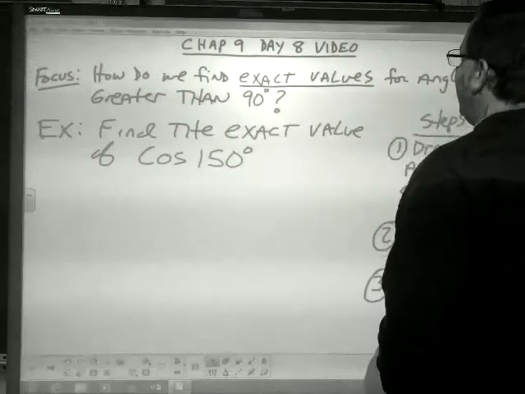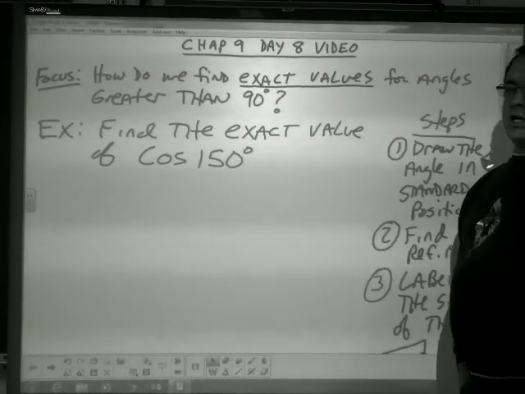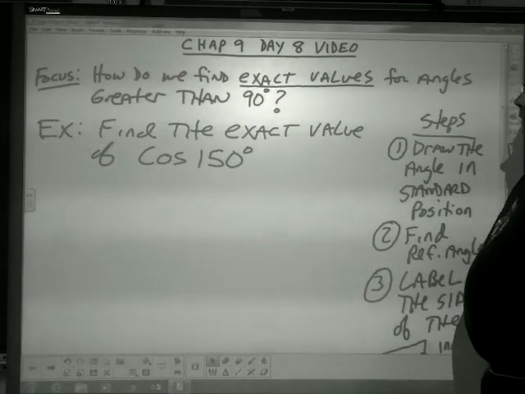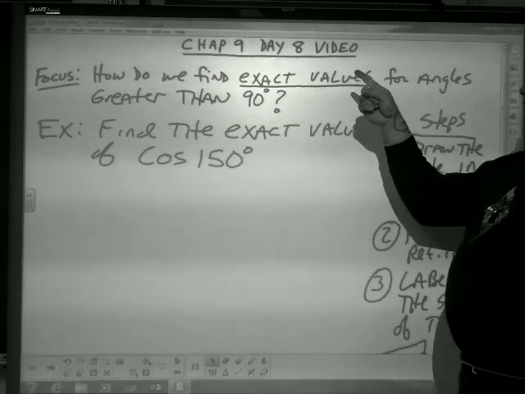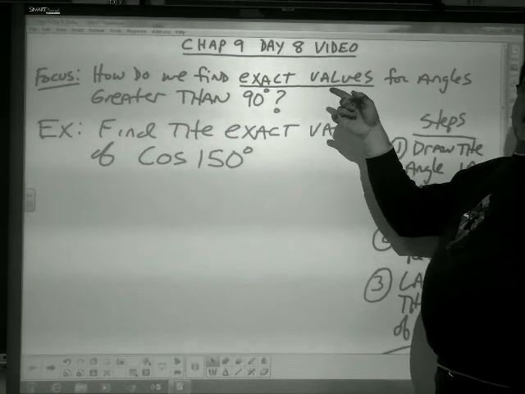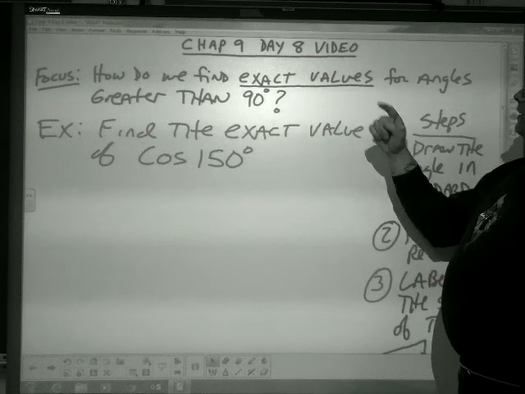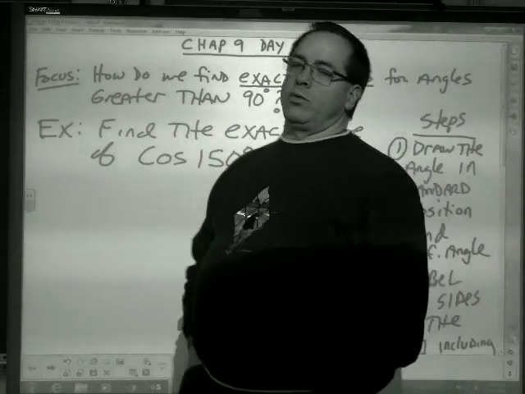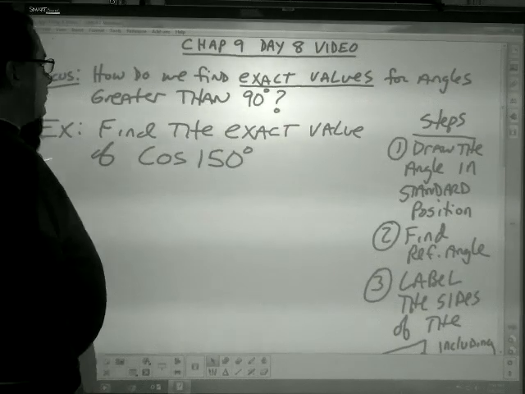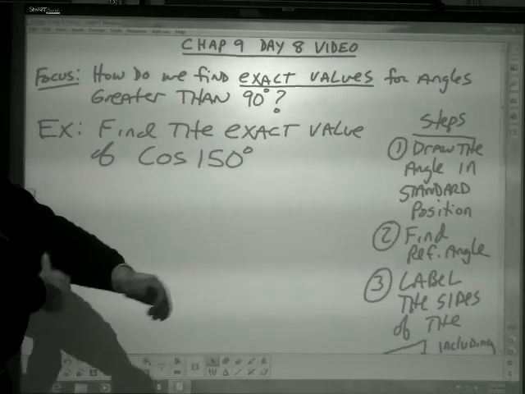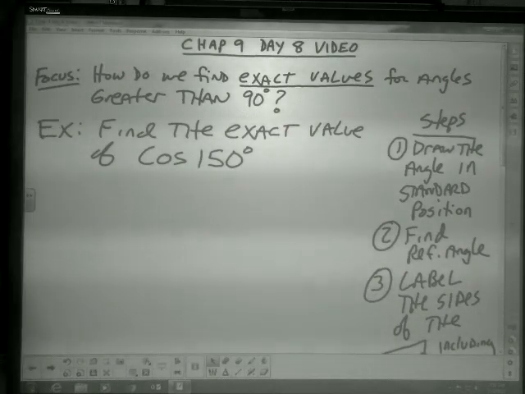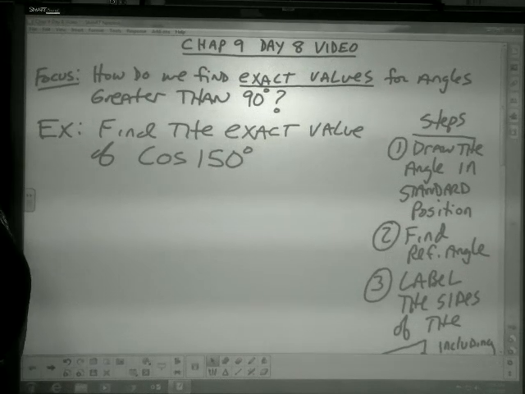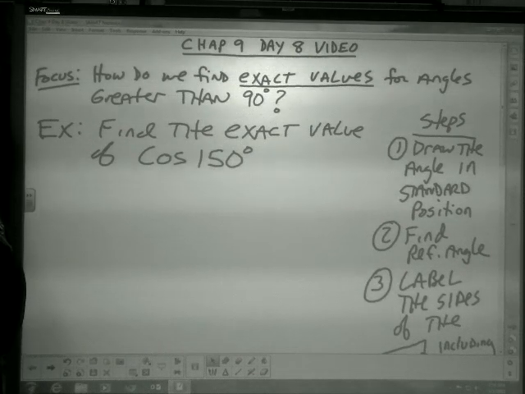Chapter 9, day 8. It's the last day of this chapter. What we're going to look at is how do we find exact values? We've done exact values in the past. But how do we find exact values for angles that are greater than 90? So if we have an angle greater than 90 degrees, how do we get exact values for that? For example, the question might say, find the exact value of cosine 150.